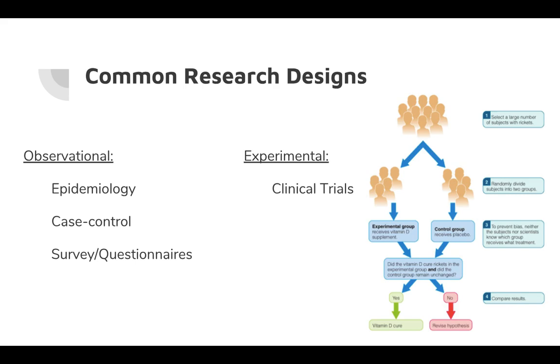So here are some common research designs that are used within nutrition. They can be broken down into observational or experimental. Observational is going to be based off of correlation, whereas experimental is going to give you a little bit more of a cause and effect.